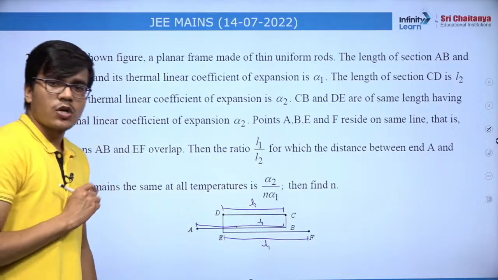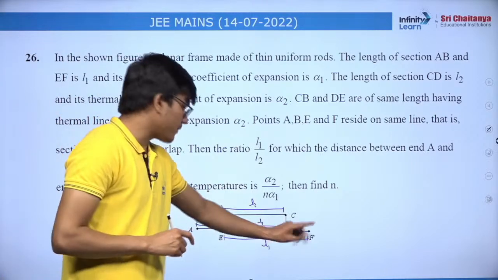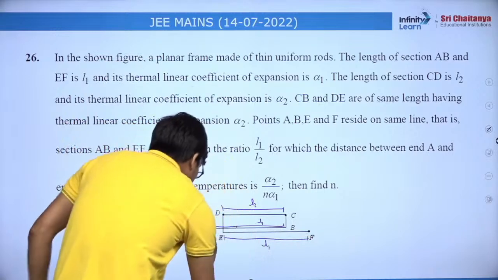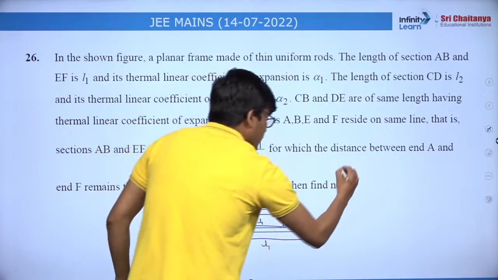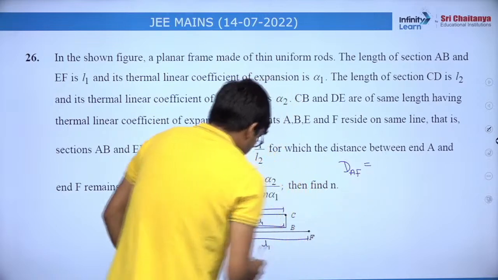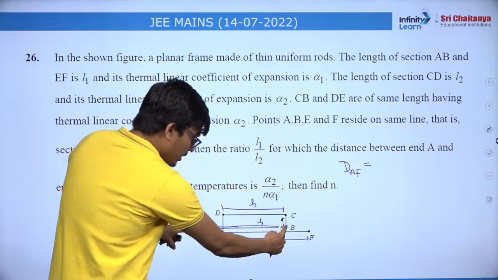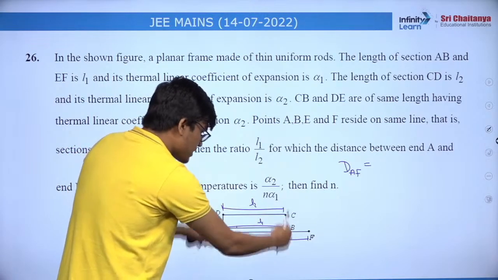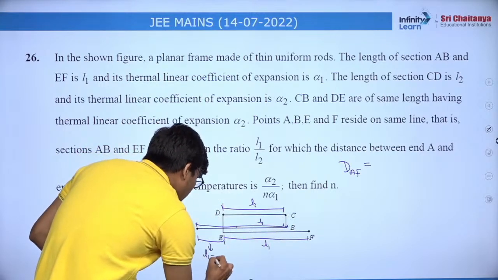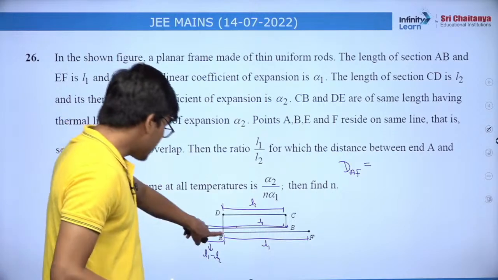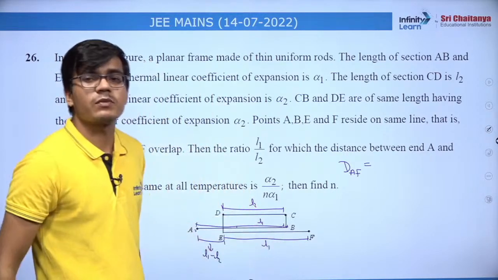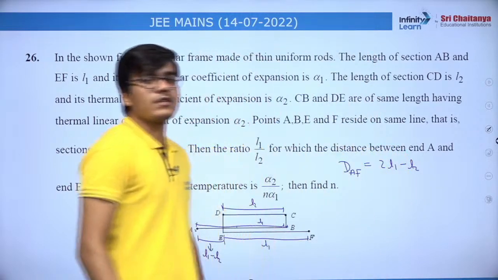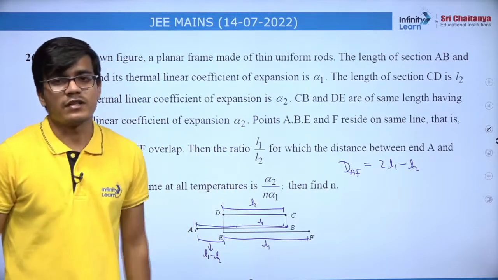Can you tell me what is the distance between A and F initially in this diagram? If this length is L1 and somehow I get this length, I can tell the distance between A and F, right? So can you tell me this distance? If this total distance is L1 and this distance is L2, then this distance will be L1 minus L2. So this L1 minus L2 plus L1 is the distance between A and F. So 2L1 minus L2 is the distance between A and F.